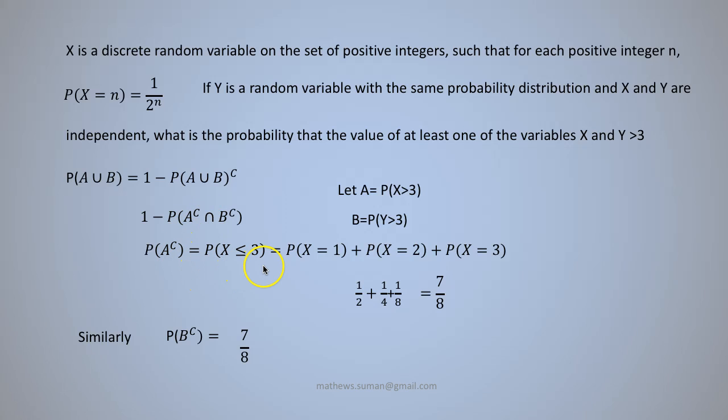Probability of A complement will be probability that x is less than or equal to 3. That is probability that x equals 1 or 2 or 3. We don't take probability of x equal to 0 because n is a positive integer. Probability that x equals 1 will be half. Probability that x equals 2 will be 1 by 2 squared, which is 1 by 4. Probability that x equals 3 is 1 by 2 cubed, which is 1 by 8. So the answer of probability of A complement would be 7 by 8. Again, since y has the same probability distribution, probability of B complement, which is probability of y less than or equal to 3, would be 7 by 8.